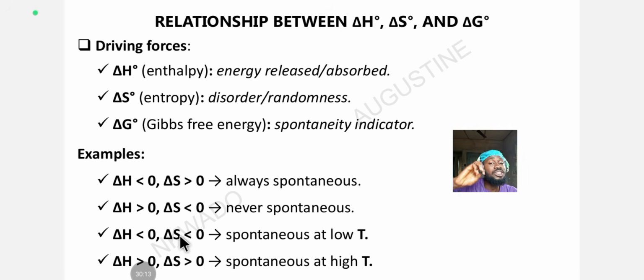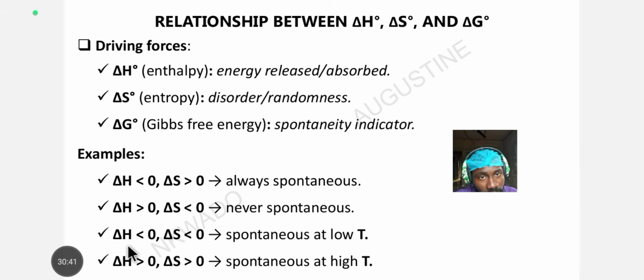When change in heat is less than 0, that's telling us that heat will be given out into the environment. Heat is not required for the reaction to occur. Then change in entropy is less than 0. That's no disorderliness here. What happens? Spontaneity at low temperature. The spontaneity of the reaction will be achieved at a low temperature, because heat is given out to the surroundings. So a low temperature is going to favor the reaction.